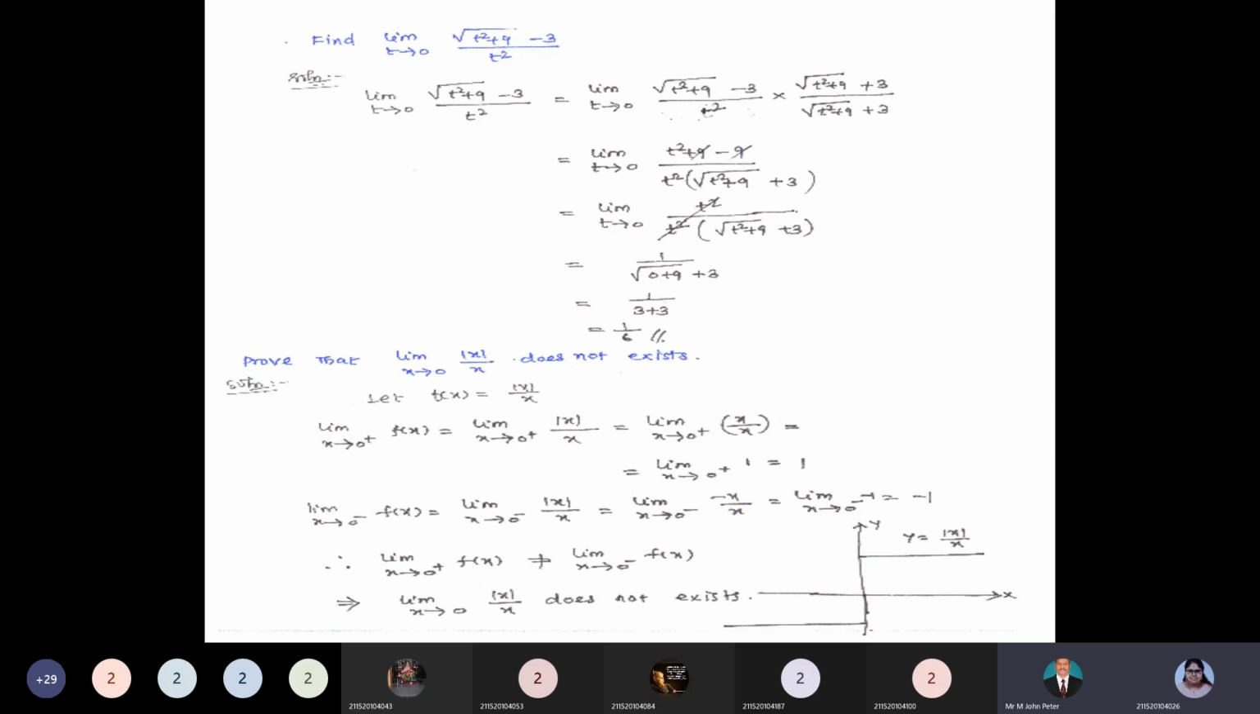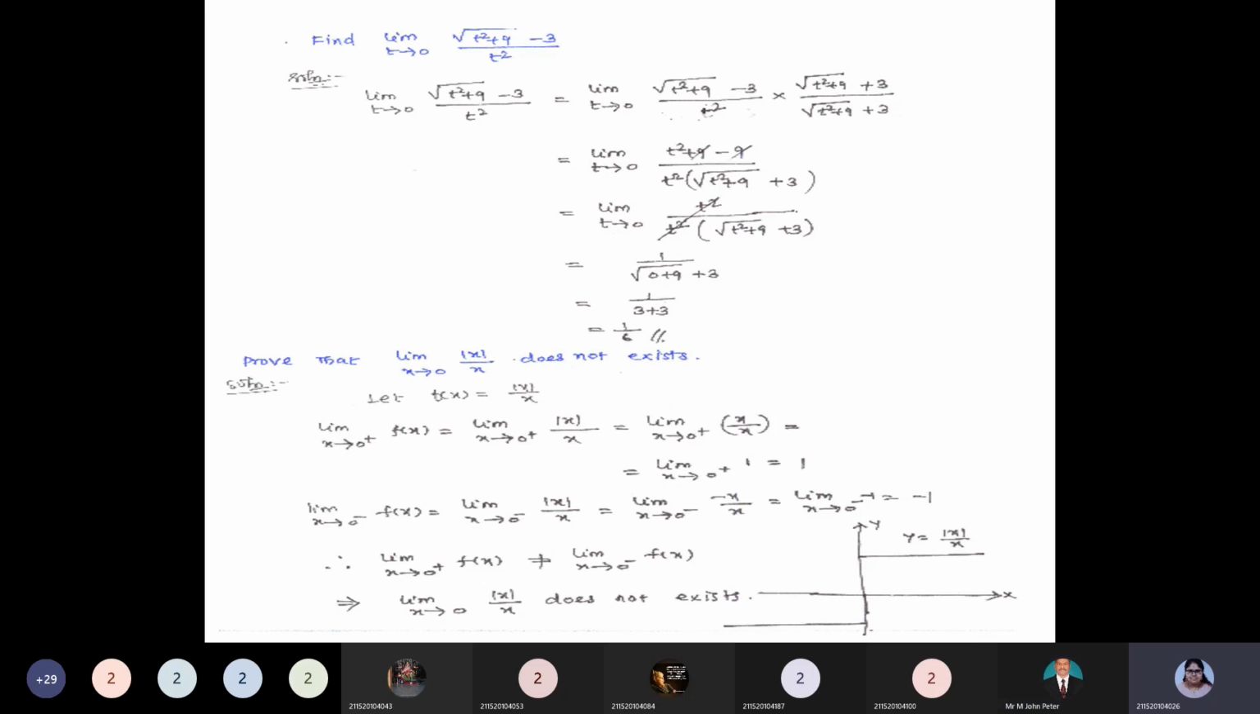So here inside the root, in the denominator, t tends to 0. So 0 plus 9, outside the root 3. So that is 3 plus 3 is 6. Okay, in the denominator you will get 6. So 1 by 6 will be the value. So when you apply the value directly, t tends to 0, you will get value 0. You will not get any proper or finite value.